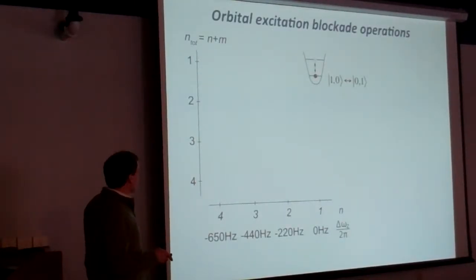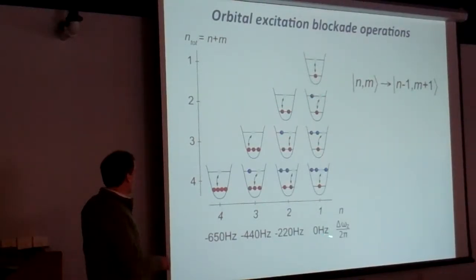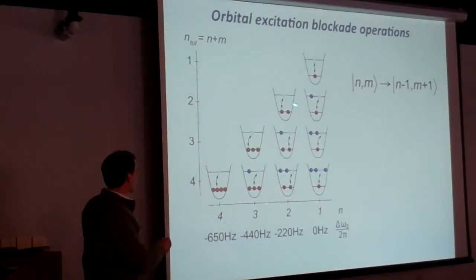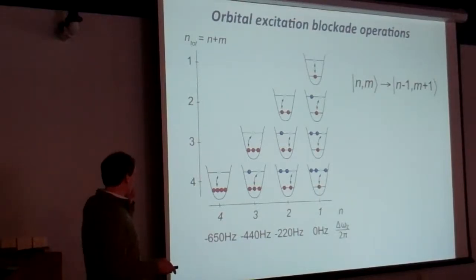We use this actually just to play a little bit. Turns out there's a whole cascade of different vibrational frequencies. This process happens with different atom numbers. If you have 4 per side, 3 per side, 2 per side, 1 per side, all at different frequencies, you can play with this.